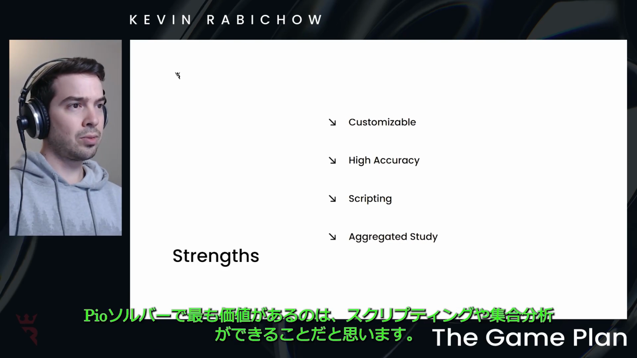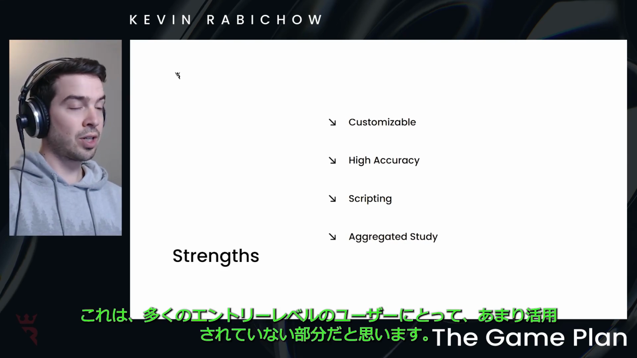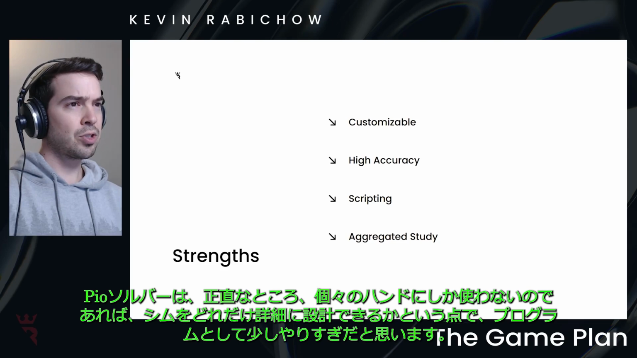Now, the most valuable part, in my opinion, of using PO Solver is the ability to do scripting or aggregated study. And this is, I think, the underutilized part of the program by a lot of, let's say, entry-level users. PO Solver honestly is a bit overkill as a program, in how detail-oriented you can design your sims, if the only way that you're planning to use it is for individual hands.